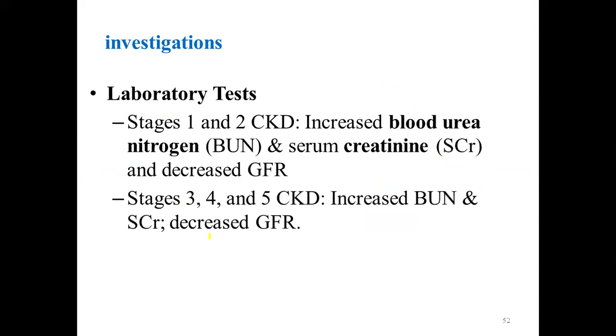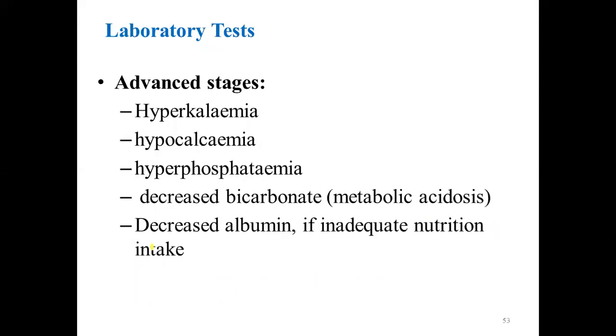Then lab tests, mostly we do blood urea nitrogen and serum creatinine. As the stage advances, the levels of blood urea nitrogen and serum creatinine will be very high, and the GFR is very reduced. The level of those markers is very elevated when the disease is advanced. So those stages are mandatory.